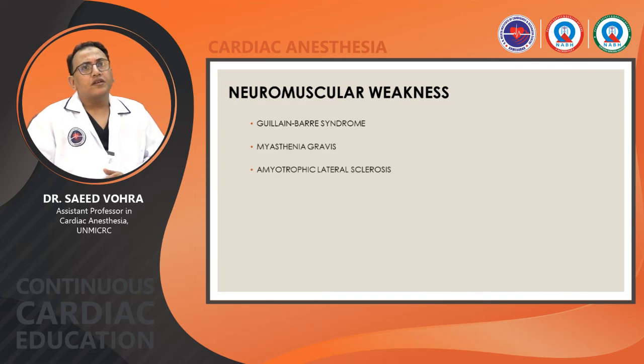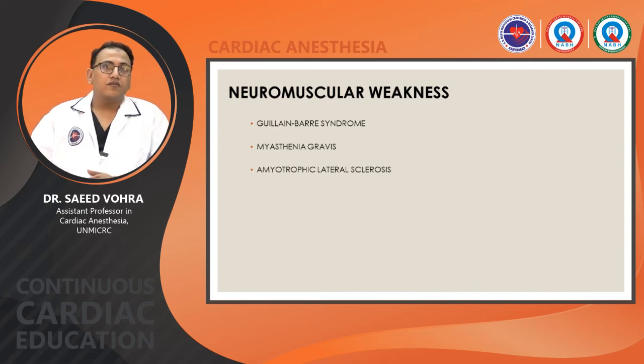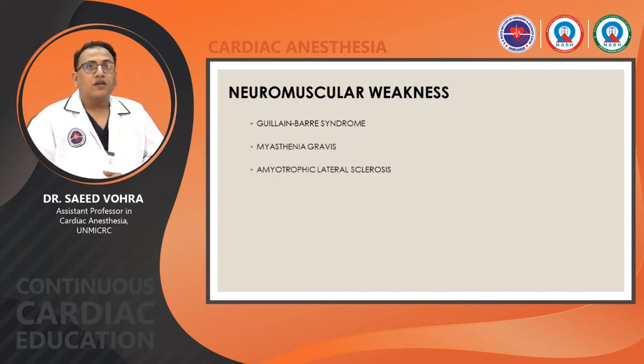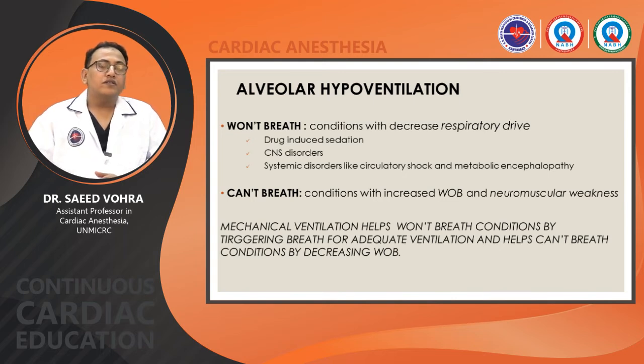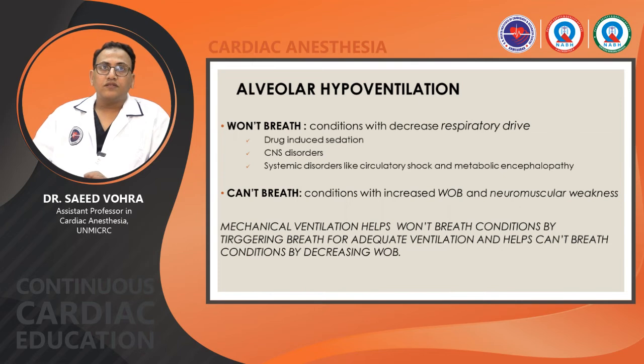Neuromuscular weakness conditions like Guillain-Barré syndrome, myasthenia gravis, amyotrophic lateral sclerosis. And in alveolar hypoventilation conditions, these conditions can be divided into two groups mainly: want breath conditions and can't breath conditions. Want breath conditions are the conditions in which there is a decrease of respiratory drive of the patient, as in drug induced sedation, CNS disorders, circulatory shock or metabolic encephalopathy. Can't breath conditions are those in which there is an increased work of breathing or there is a neuromuscular weakness.